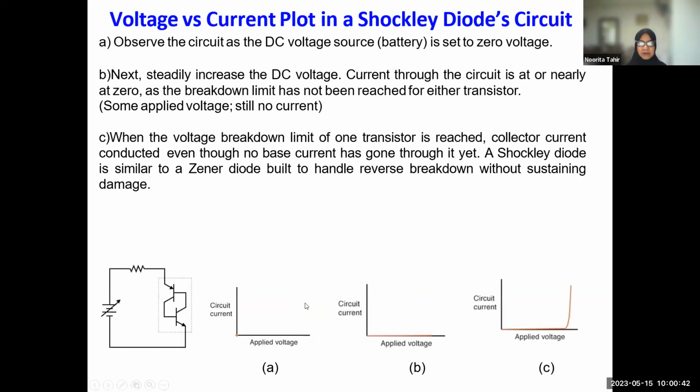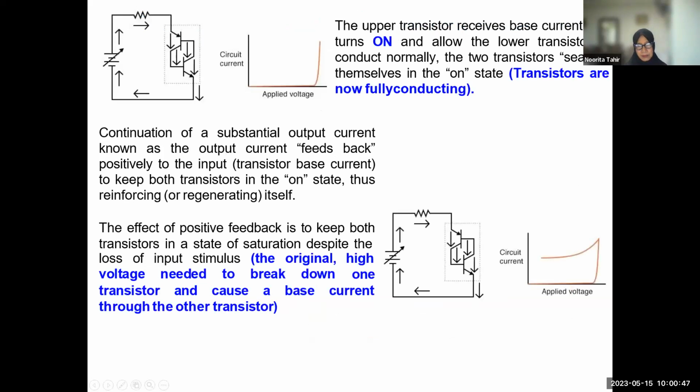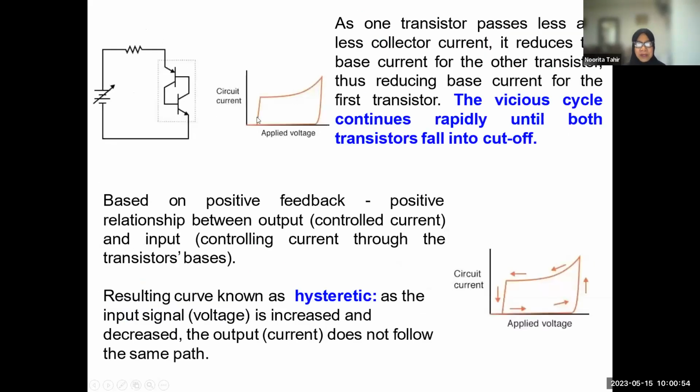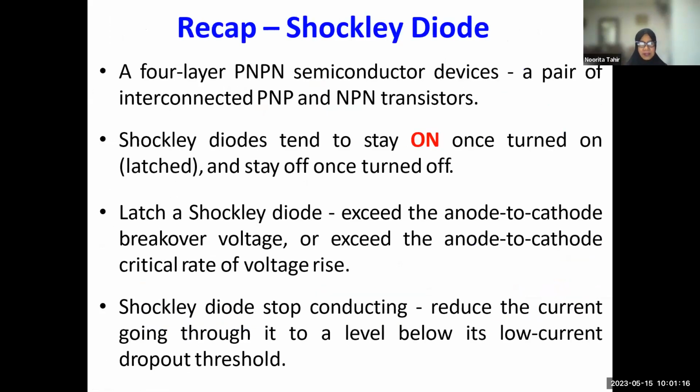And in terms of voltages, how this is illustrated is by the applied voltage, and it will continue this pattern here until the input voltage is reduced to a certain level. Only then will it fall into the cutoff and stop. This is known as the hysteretic cycle pattern of your Shockley diode.